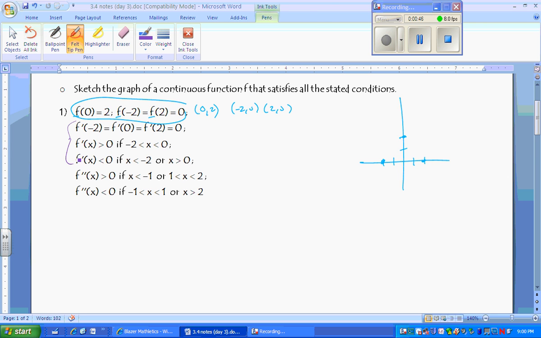Then the next 3 lines here all talk about the derivative of f. So that tells us when the graph's increasing, decreasing, where we have minimums and maximums and everything. So this first line tells us that the derivative when x is negative 2, when x is 0, and when x is 2 is 0. So those are our critical values.